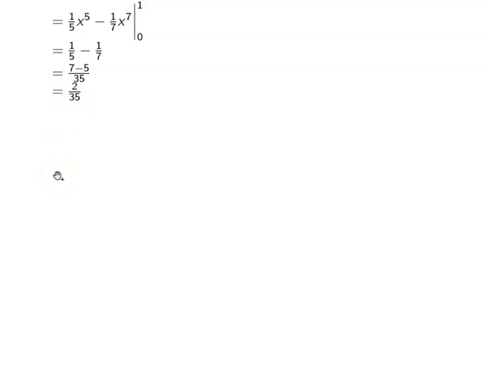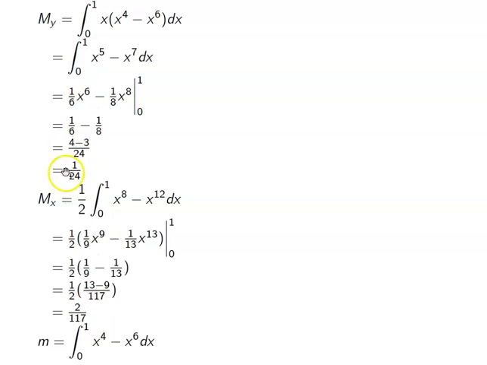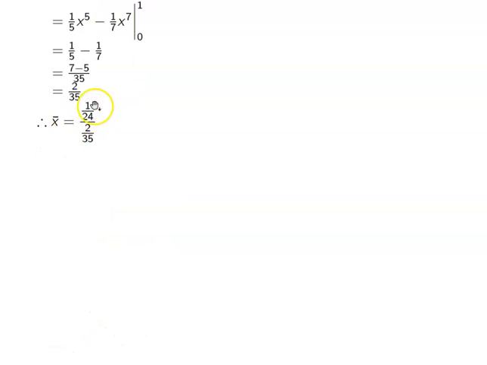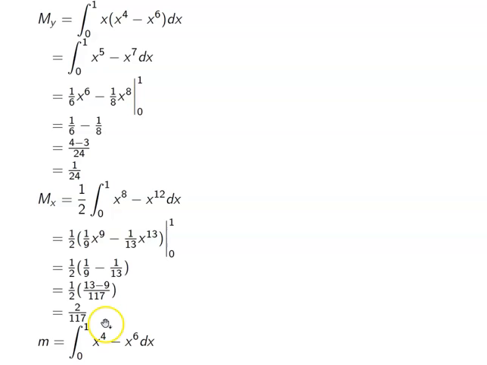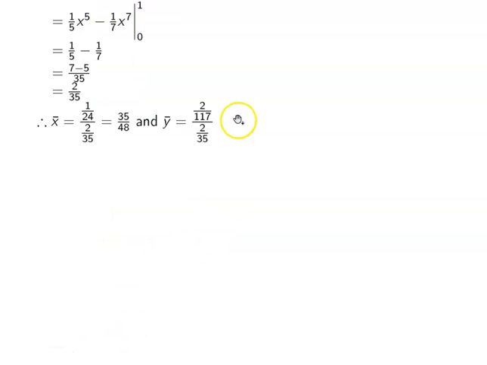Okay. And so then to find the centroid, it's just the moment about y over that value we just found for the mass, and the moment about x divided by the mass of 2/35. So for x bar, 1 over 24 divided by 2 over 35. Remember, you multiply and flip the reciprocal. So that will be 35 over 48. And y bar will be the same thing, 2 over 117 and 2 over 35. Make sure here, this is x, so that's the y value. Okay, and so then when we do this, it'll be 35 over 117, and that is my centroid. Okay, so my centroid is 35 over 48, 35 over 117.